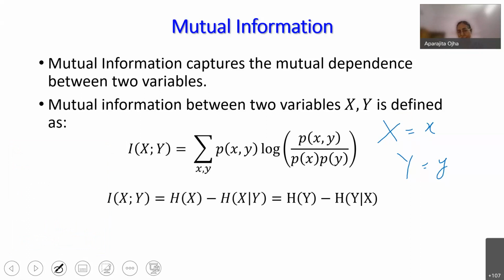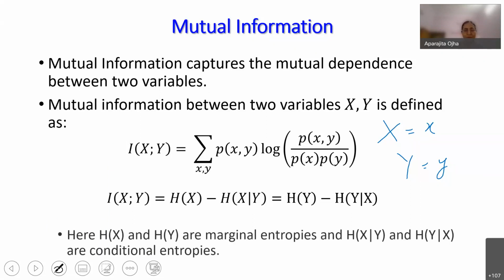So I(X;Y) can also be defined as H(X) minus H(X|Y), which is the same as H(Y) minus H(Y|X). What are H(X) and H(Y) here? These are marginal entropies, and H(X|Y) and H(Y|X) are conditional entropies. Don't be worried if you don't know what entropy is.